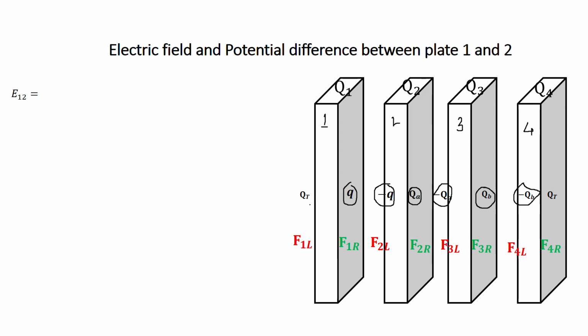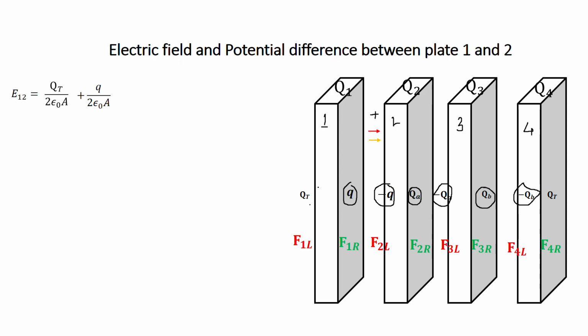Now considering the electric field between plate 1 and 2, because of this charge qt, if we assume a positive charge between these two plates, qt will push this charge towards right. So the electric field will be in the rightward direction, and its magnitude will be qt divided by 2 epsilon naught a. Similarly, for small q, it will push the positive charge towards right, so the electric field will be towards right, and its magnitude will be plus q divided by 2 epsilon naught a.